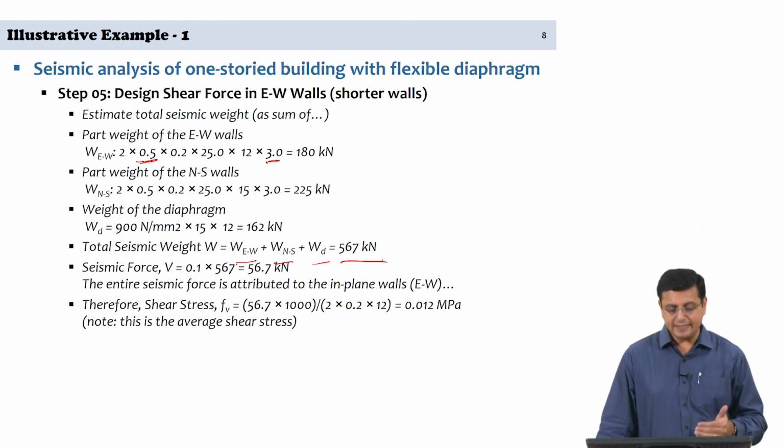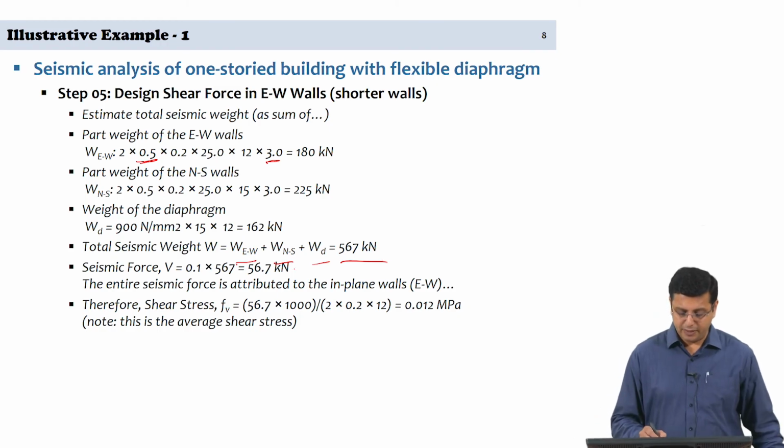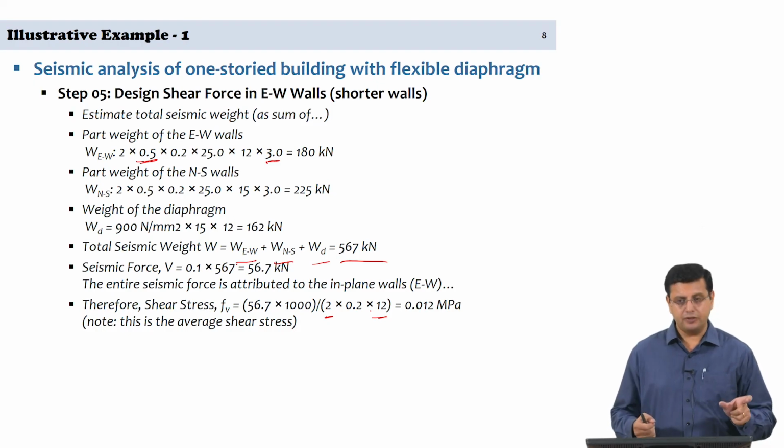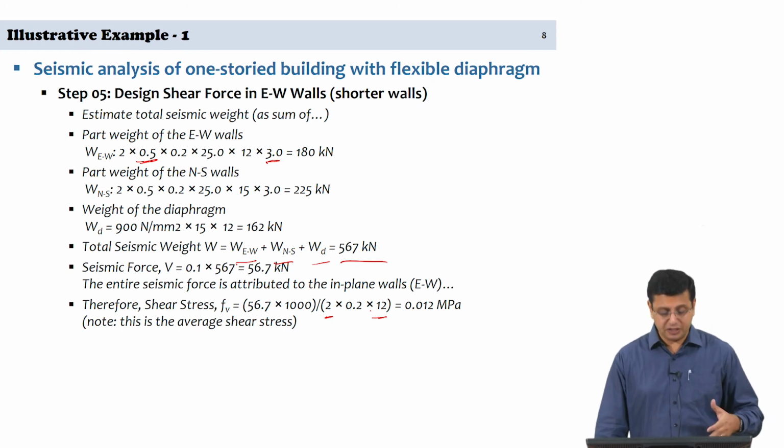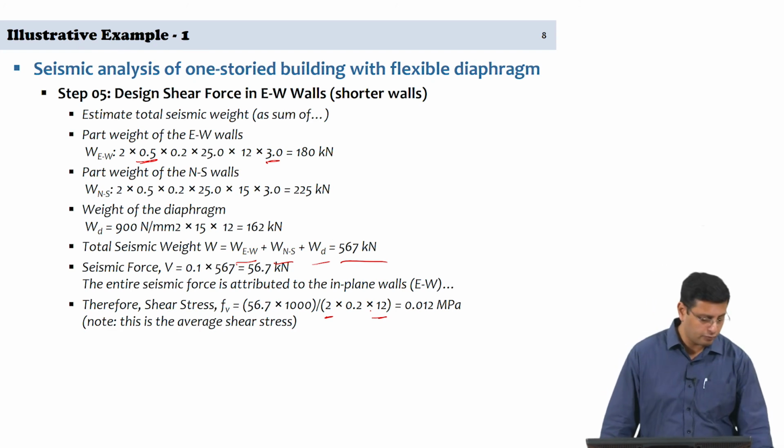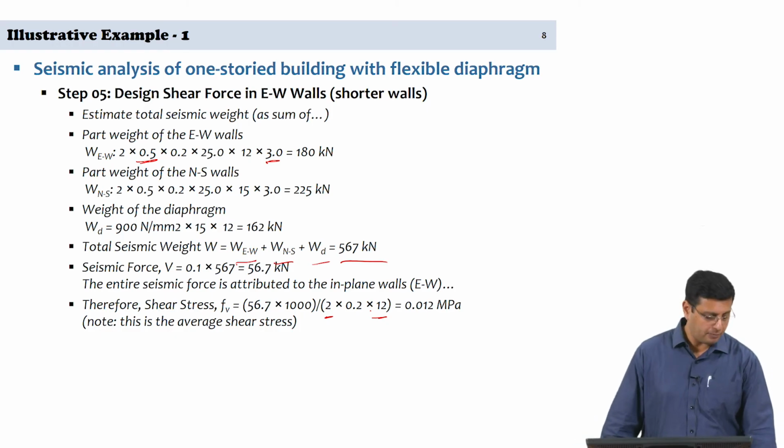The shear stress level therefore is the shear force that we have estimated in this manner, 56.7 kilonewtons, divided by 2 walls of 12 meters length and cross section 200, which we assumed for the CMU blocks. And therefore, the shear stress that we have estimated here is an average shear stress, which is of the order of 0.012 megapascals, which is really very low.